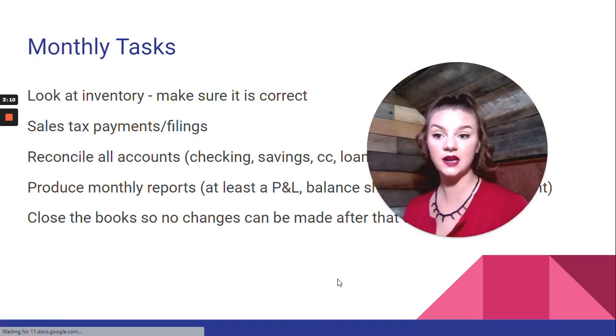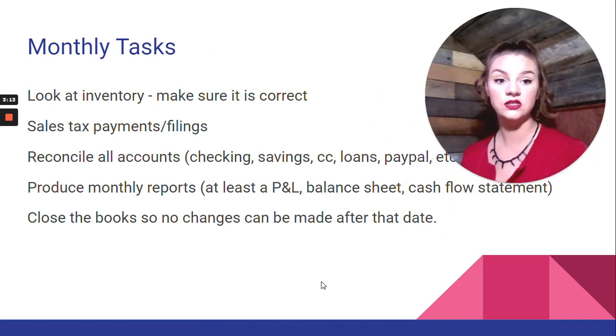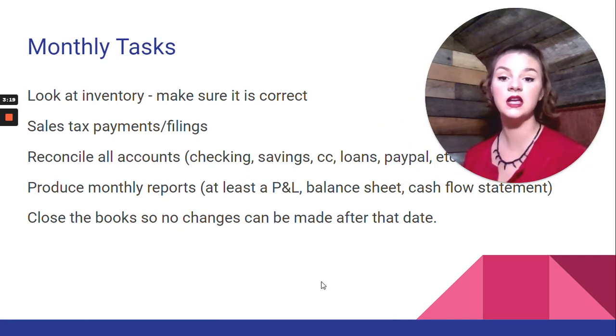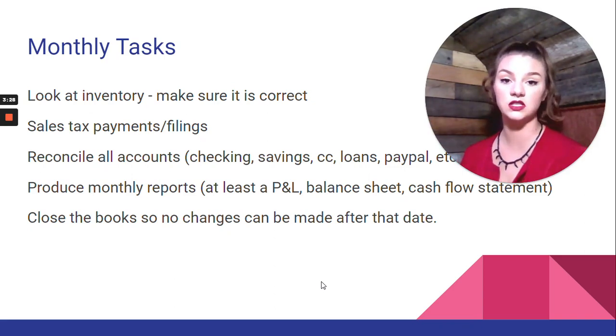So then the next slide we have here are your monthly tasks. So you want to look at the inventory. If this is a company that actually tracks inventory, you want to make sure that it is correct, that the inventory that's showing up on the invoices is actually correct to the actual reports that you have for your inventory that you've been keeping track of.